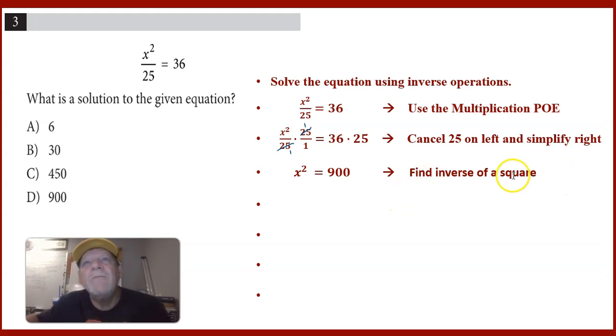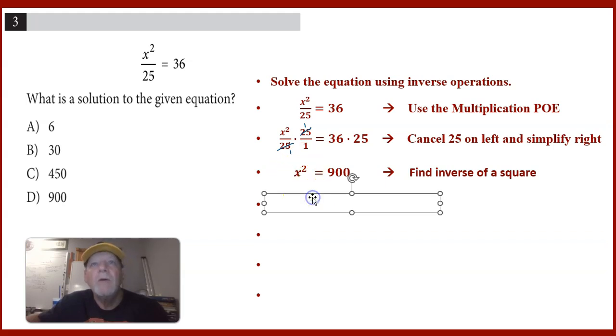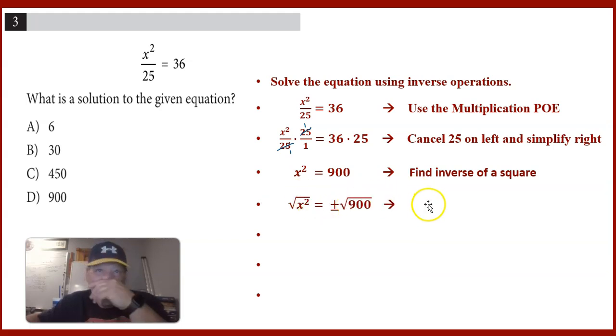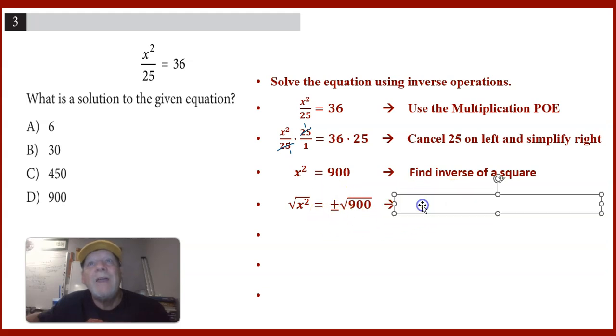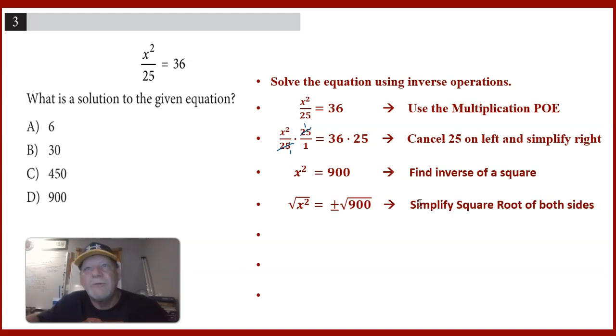So now I find the inverse of a square. How do you find the inverse, or what is the inverse of a square? Well, it sounds a little bit like it. It's got that part in it, square root. So I take the square root of both sides, and remember, when you do that, it's going to be a positive and a negative root answer.